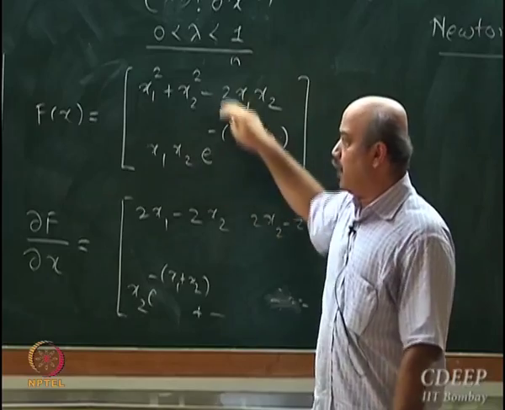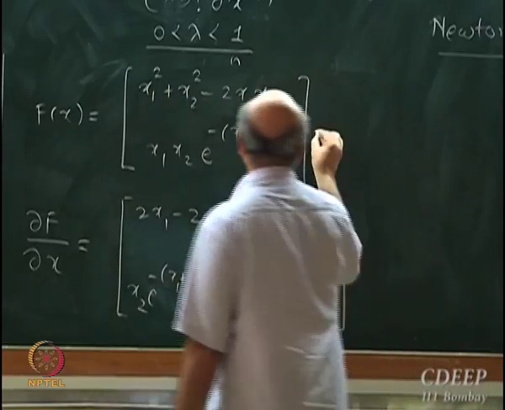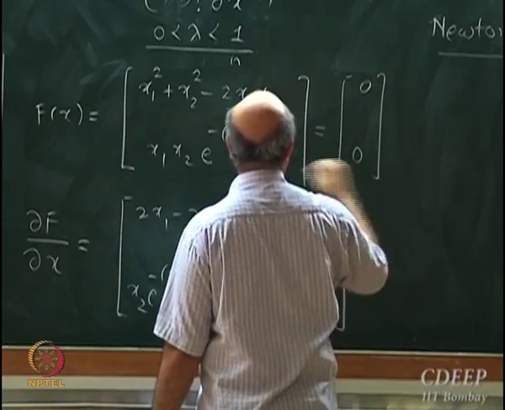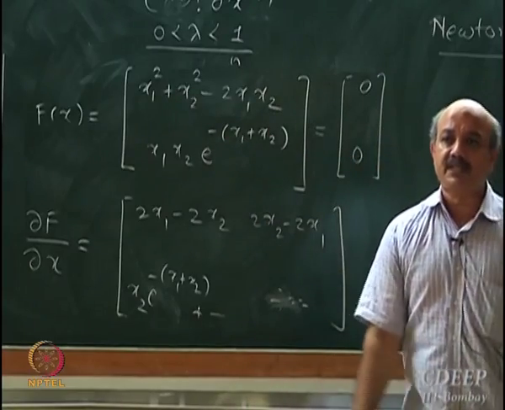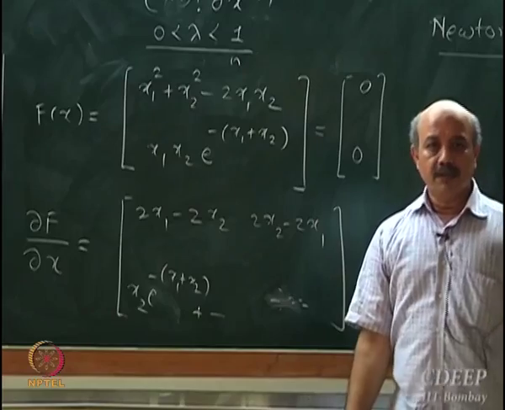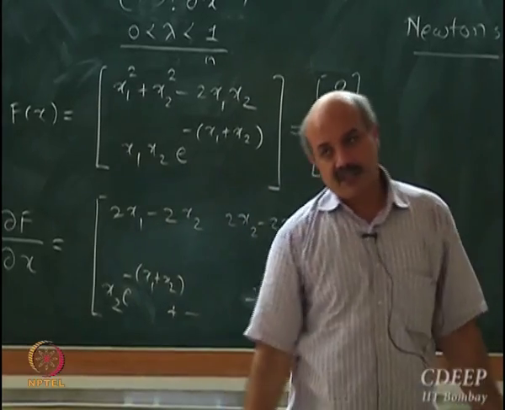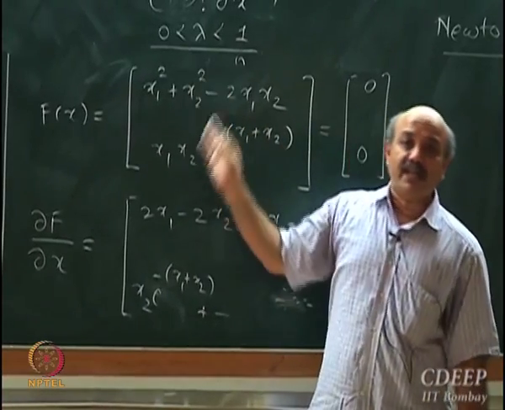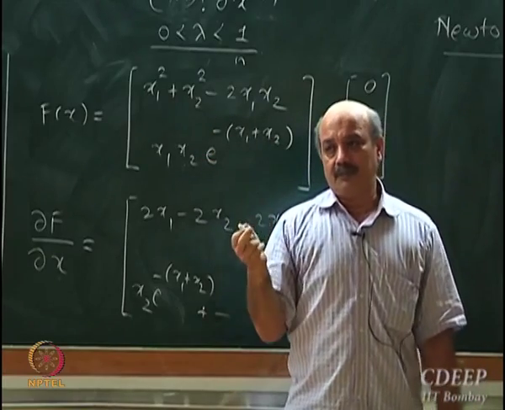F of x. There are two functions in this function vector. Let's say I want to solve for this equal to 0 and this equal to 0. I want to simultaneously solve these two equations. You will get umpteen situations where you have to solve n nonlinear equations in n variables simultaneously and get a solution.